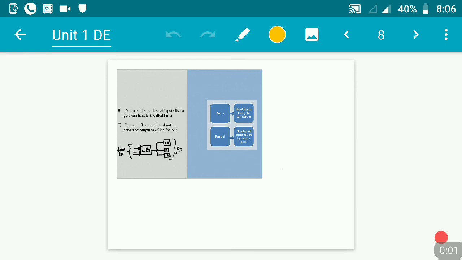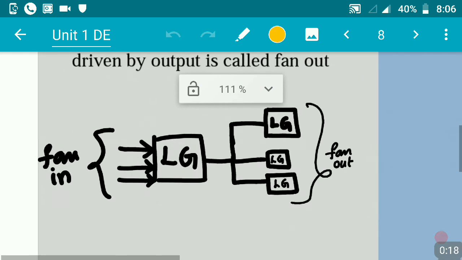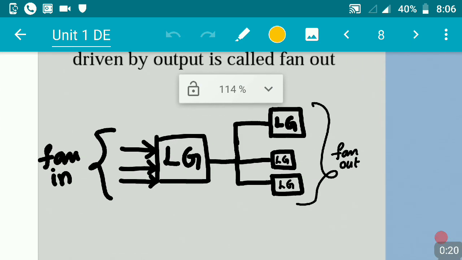Hello all. In this video, we shall try to understand two definitions. The first one is fan in, the second one is fan out. Before telling you the definition, I just want you to concentrate on this diagram. What does this diagram tell you? We have some inputs given to the logic gate.